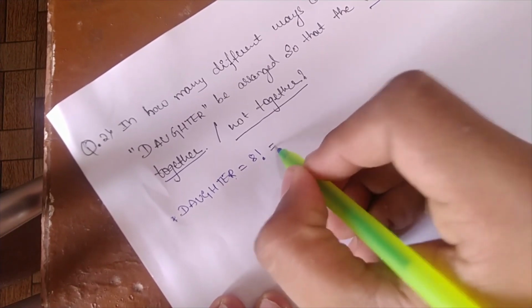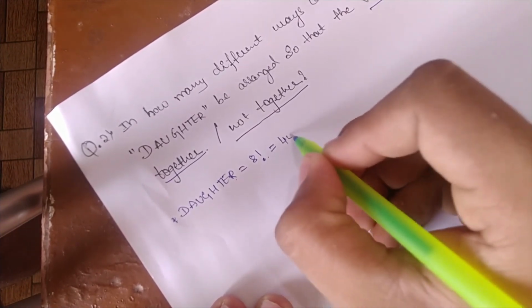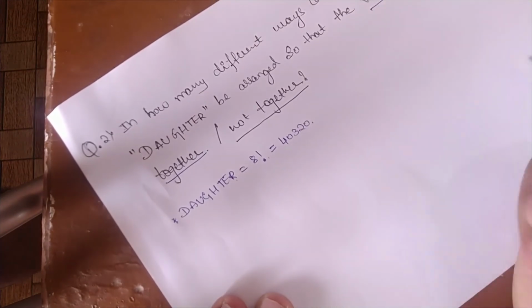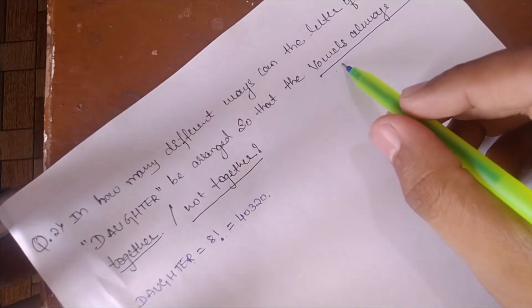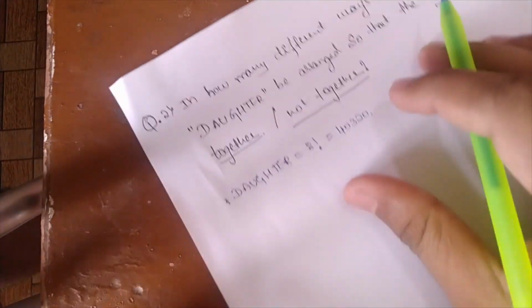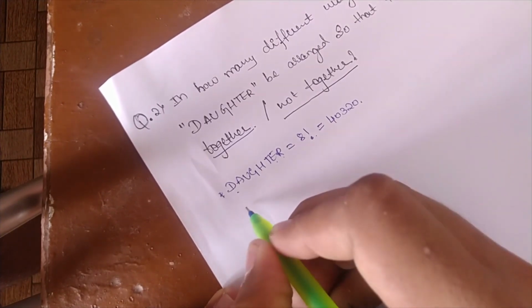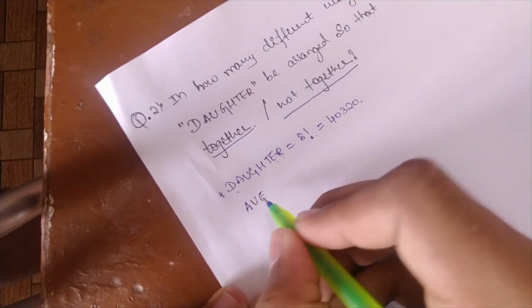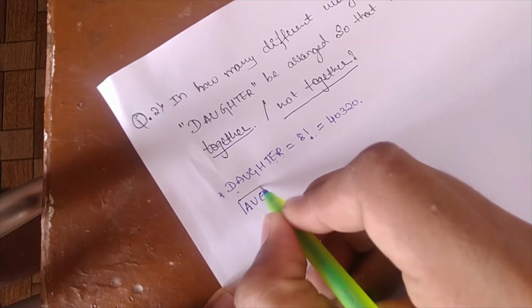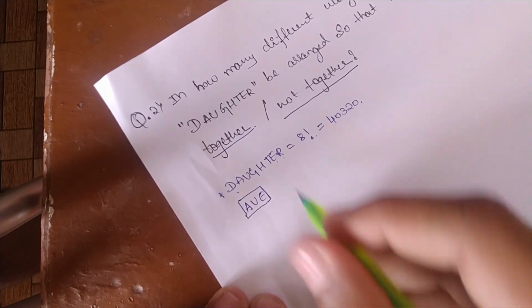So total number of ways is 8 factorial, which is equal to 40,320. So first we will find the arrangements where vowels always come together. In the word daughter, there are 3 vowels, that is A, U and E. So these 3 always have to come together.